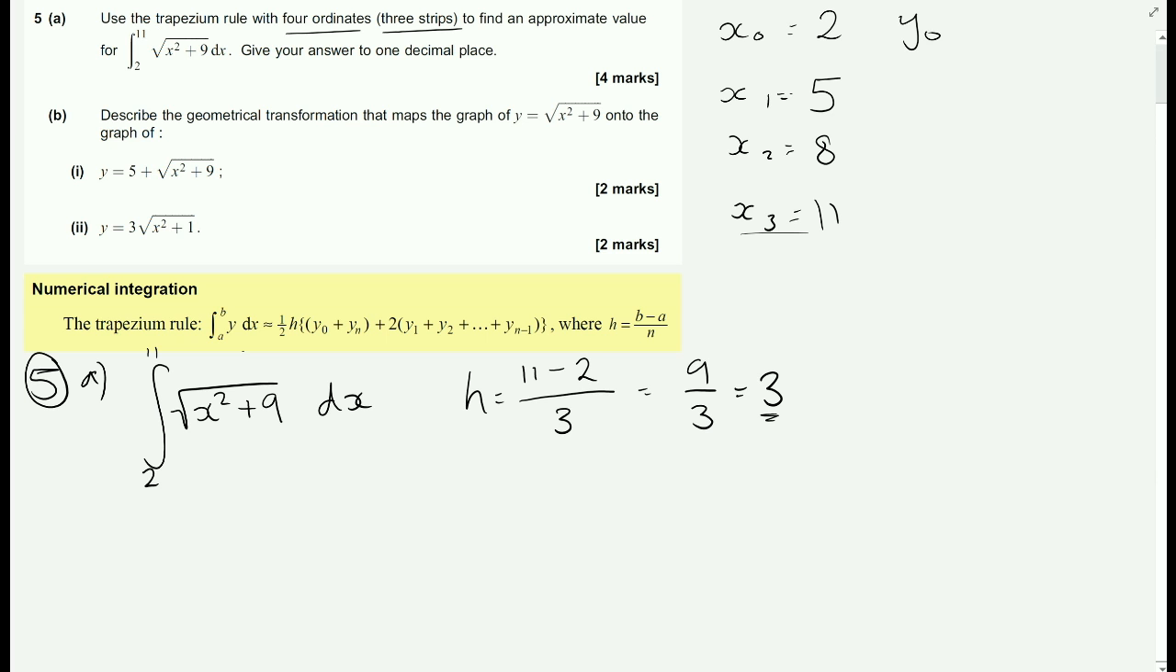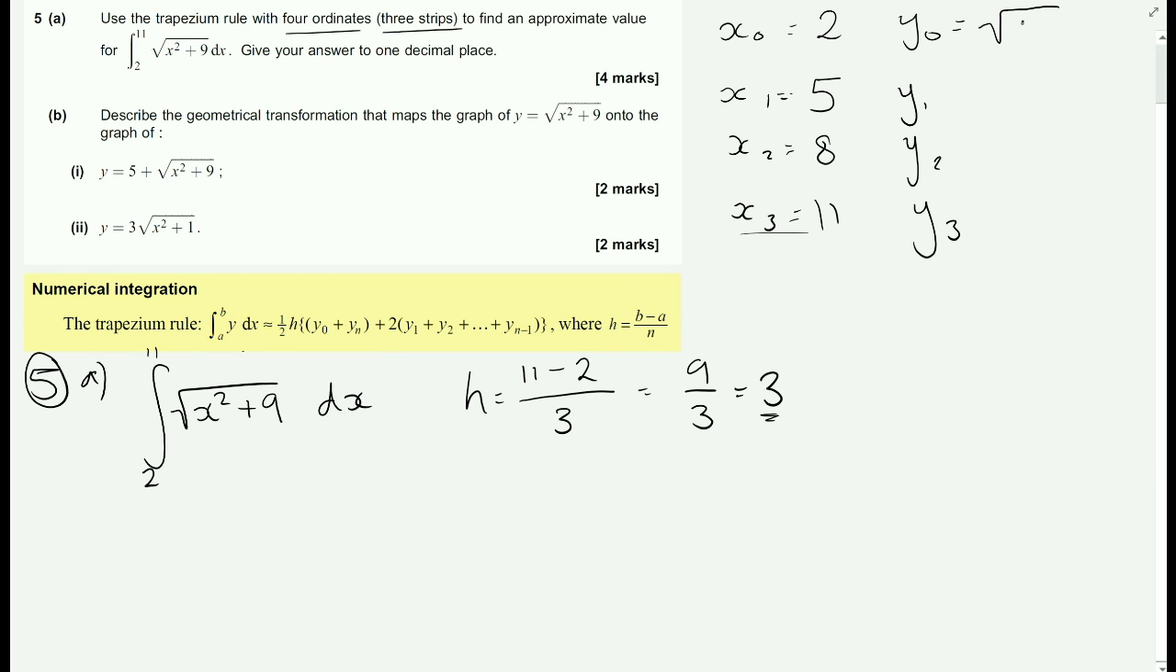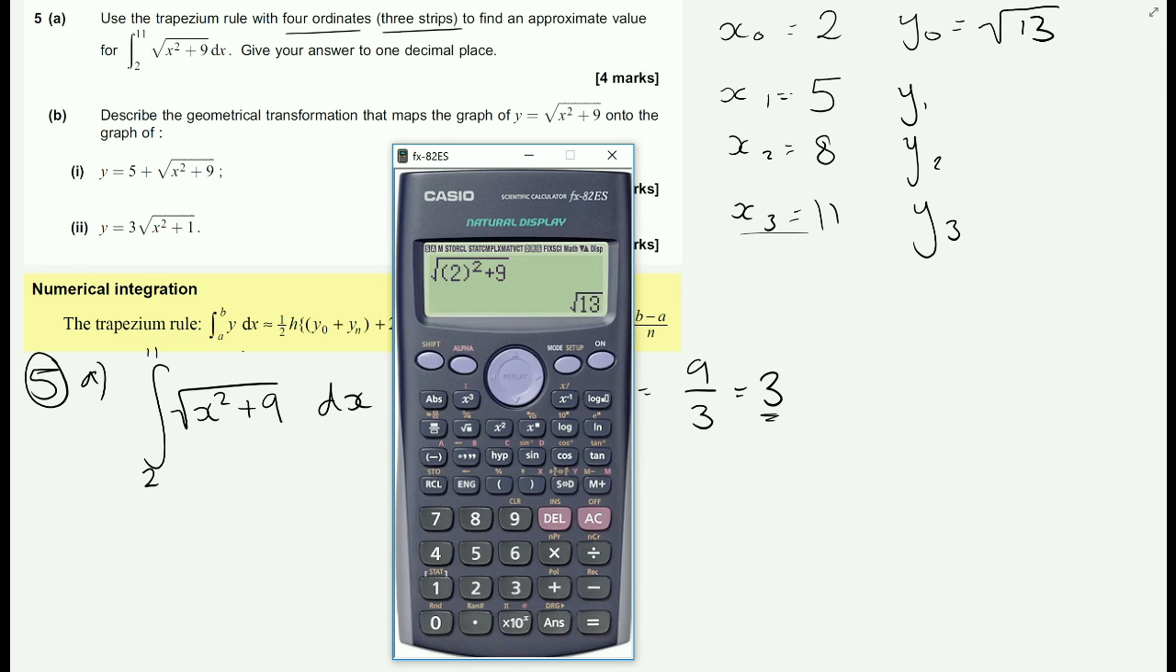We then need to find our corresponding y values, the y values that work with this function. This is now an exercise in substitution into the calculator. I'm going to be doing the square root of x squared, so whatever x is gets squared, and then I add 9 to it. My first ordinate is 2, so I put 2 in there, and the y value is root 13. If you're left with a really nice surd like that, don't try and work out what it is as a decimal and do any rounding, because you're likely to make mistakes.